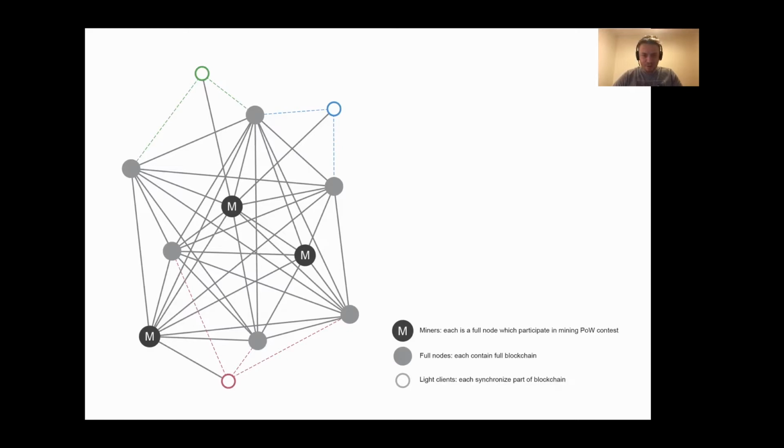Participants in a blockchain network can be very generally classified as miners. So these are the nodes that participate in what I think is very wrongly called mining, which is the competition to verify the next block of information. Then there are full nodes that each contain the full blockchain, and light clients that each synchronize part of the blockchain.